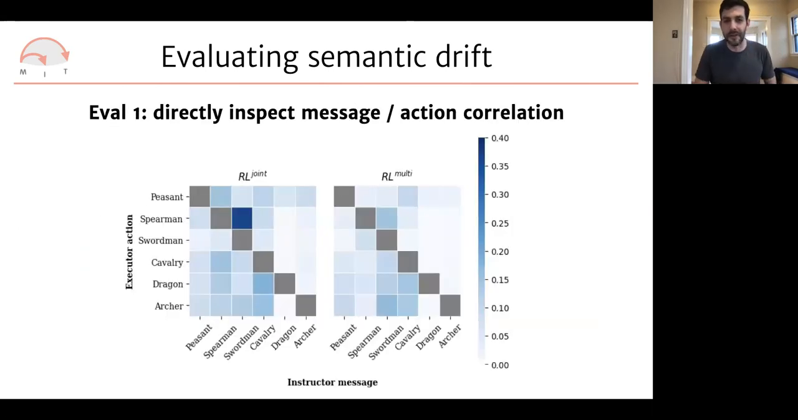A more explicit way is just to look at a bunch of messages, take all of the messages in which the word, say, peasant or swordsman or spearman appears, and then all of the messages in which the agent actually did something involving a swordsman or a spearman or a peasant or whatever, and basically measure how much is happening off the diagonal in this joint distribution, and unsurprisingly find that this by a factor of a third or more reduces the amount that's happening off diagonal.